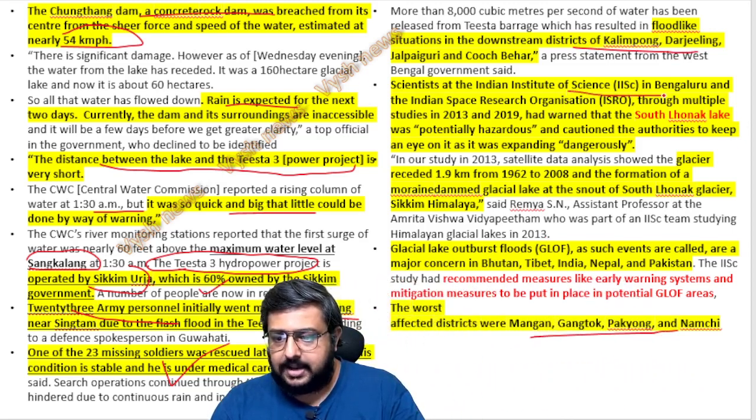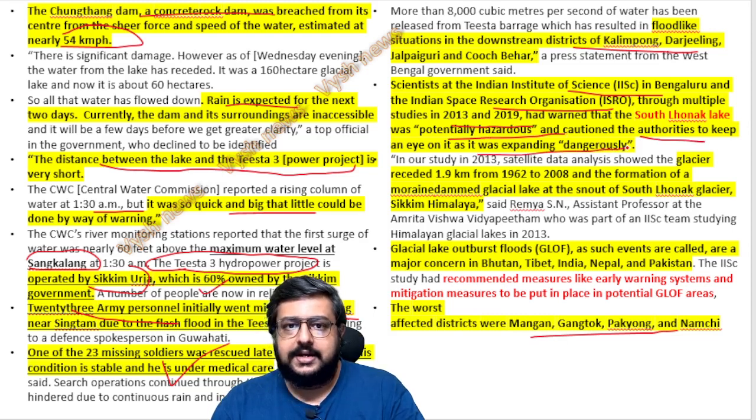Okay, so if you see, IISc in Bangalore and ISRO, multiple studies in 2013 and 2019 had warned that the South Lhonak Lake was potentially hazardous and cautioned the authorities to keep an eye on it as it was expanding dangerously. Meaning, through the ice melting, it was already expanding. A sudden cloudburst and flash flood happened, the rain was such that it suddenly became full and overflowed. Okay, so this is the overall thing about the news item.